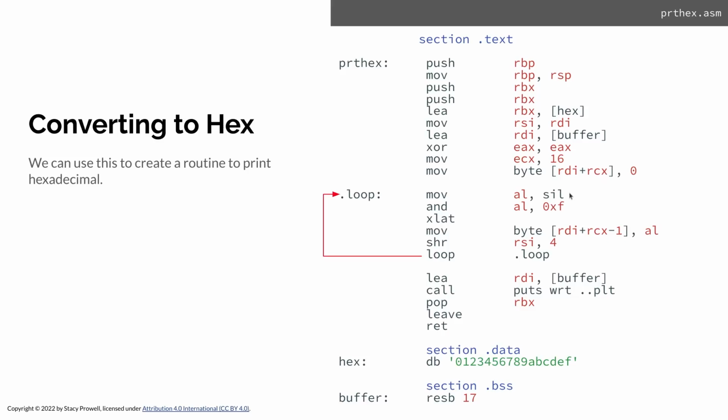Now I use the CIL register. And you may be wondering, what is CIL? You don't see it that often, but you'll see it quite a bit if you look at a lot of assembly code. CIL is the low byte of RSI. RSI is the source register. This is the thing I want to encode. So I move the lowest byte out of RSI and I move it into AL. Then I AND it with 0xf, so that just gives me the low nibble, which I need to now turn into a character.